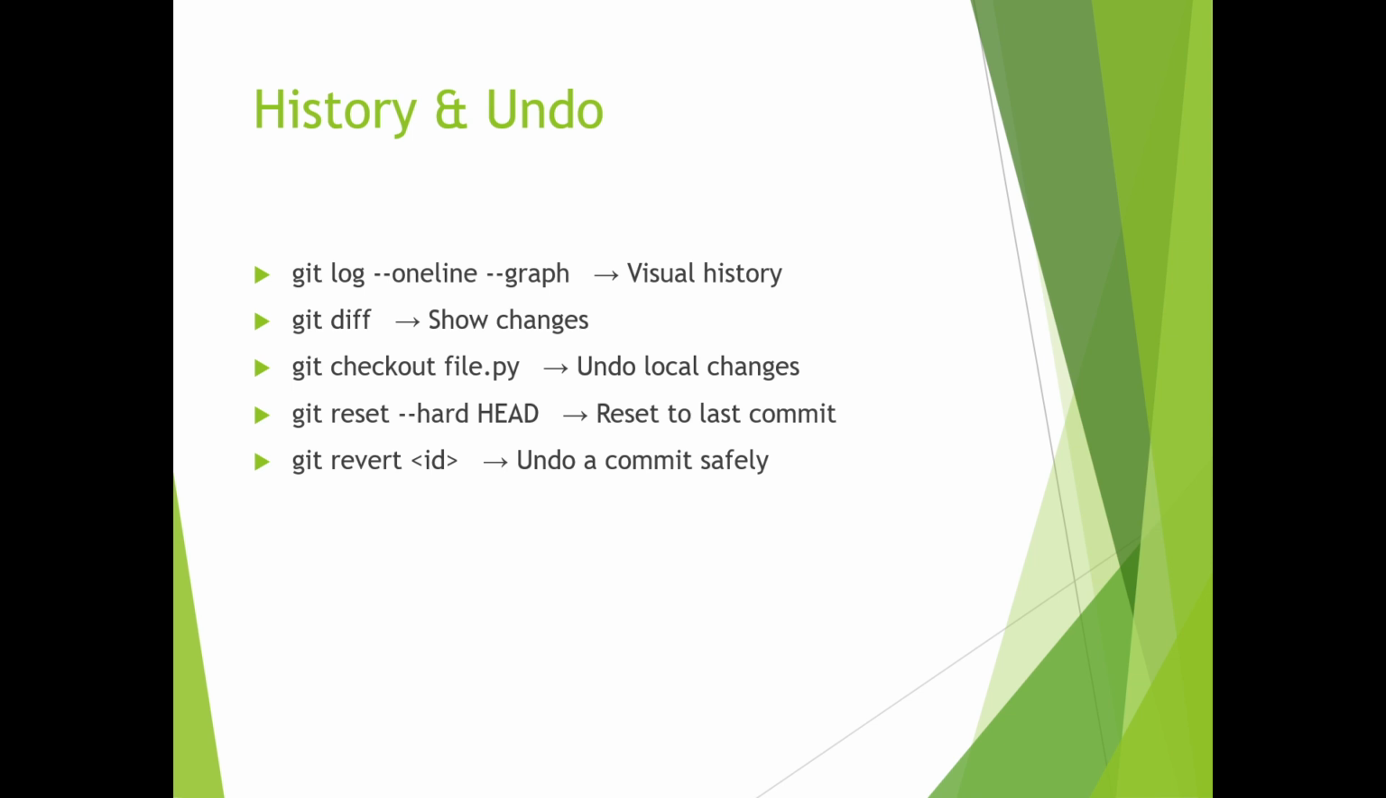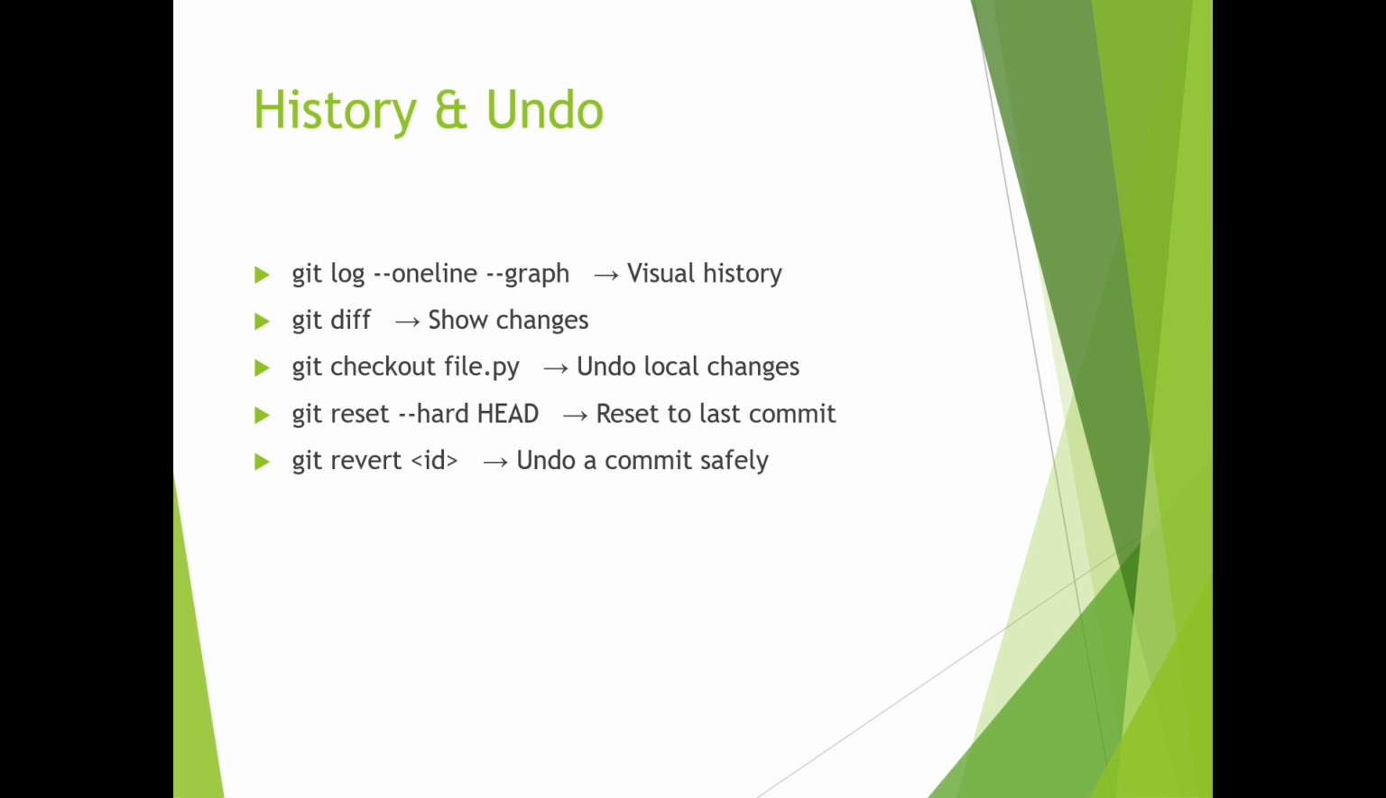So basically we will get the visual history using this command git log --oneline --graph and diff. So this git diff will show the difference between your files. And git checkout file.py. Let's take one example, you did some changes on your file, but you need to take the changes back. For that case, we'll do the git checkout file.py, undo local changes.